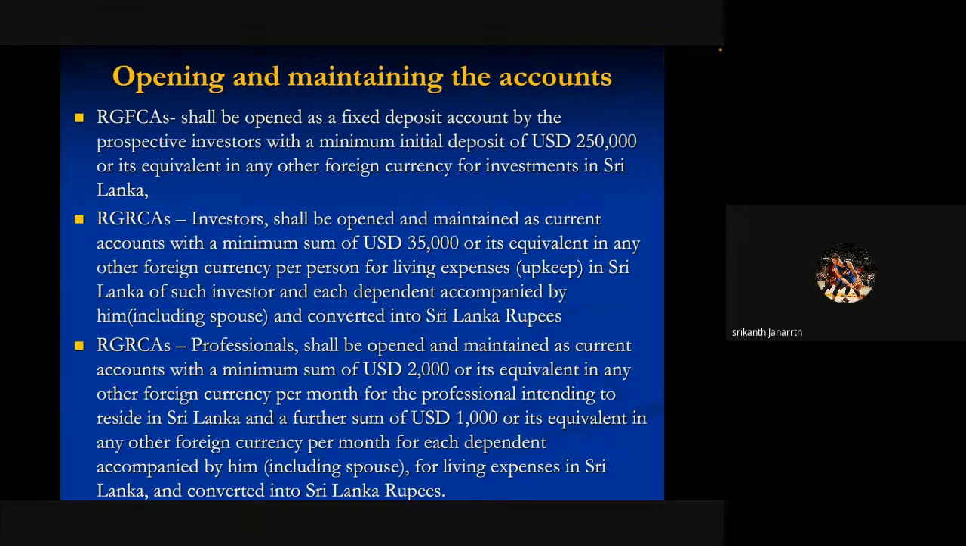There is something called professional. A professional person can bring money. There is no $250,000 required. The professional can open and maintain a current account with a minimum sum of $2,000, or $1,000 equivalent on a monthly basis for a dependent. They bring that money and open it into a rupee account.